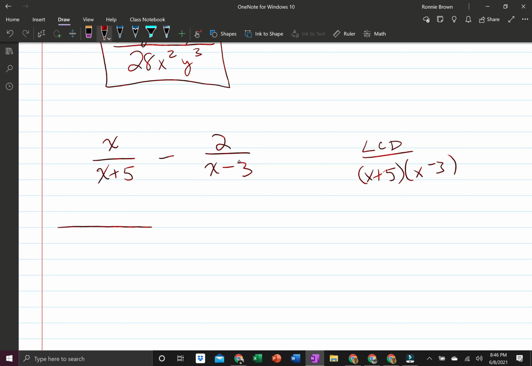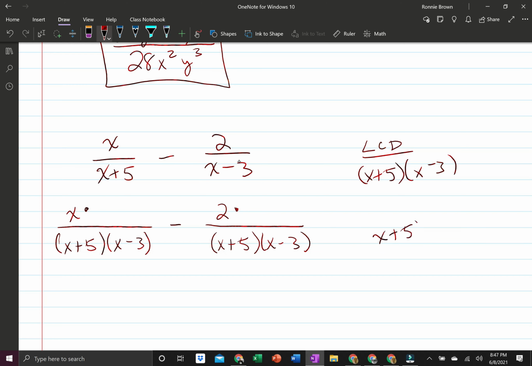So now I'm going to rewrite these with my LCD that we've just found, x plus 5 over x minus 3, x plus 5 over x minus 3. And again, I'm going to multiply this x, the old numerator, times something, and this 2, that old numerator, times something. But times what? So let's figure that out. I'll take my LCD, and eventually you'll start doing this more and more, and you'll be able to do this part in your heads. But for now, we'll go ahead and write that out.